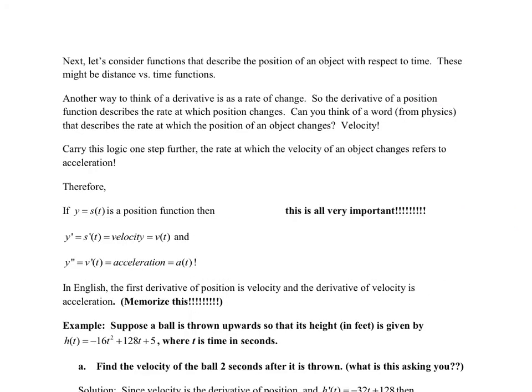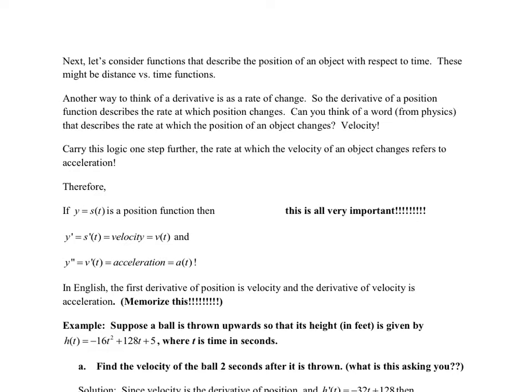Okay, on the last page of the notes, we start out saying, let's consider functions that describe the position of an object with respect to time. These might be functions that view distance versus time. Another way to think of a derivative is a rate of change, but what kind?